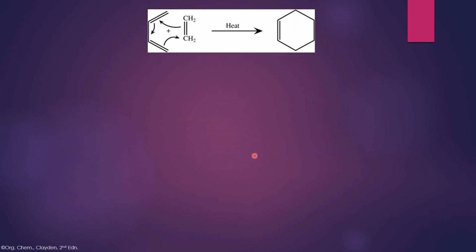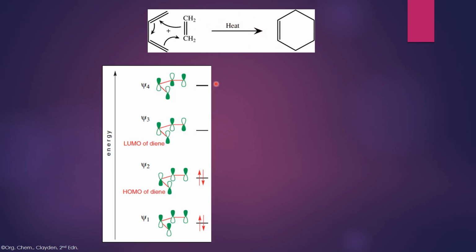Now we can move to the regioselectivity in the Diels-Alder reaction. Here is the generalized representation of the Diels-Alder reaction. It is given a diene and a dienophile. The diene is butadiene and the dienophile is simple ethene, under thermal conditions, giving a cycloaddition product, that is cyclohexane.